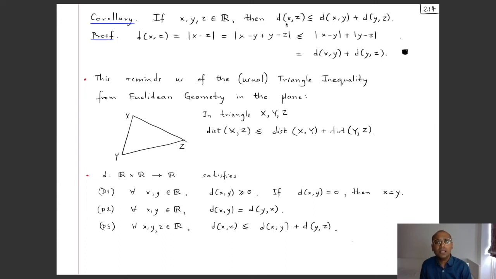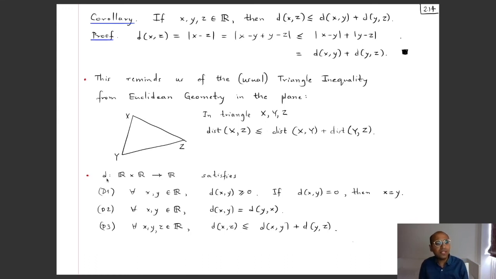And this inequality reminds us of the usual triangle inequality in the plane in Euclidean geometry. You may or may not have seen this, but it turns out that in Euclidean geometry of the plane, if you have any triangle XYZ, with the vertices X, Y, Z, then the distance between X and Z, so this side length, is less than or equal to the distance between X and Y, this side length, plus the distance between Y and Z, which is this side length. In other words, in any triangle, any side length is less than or equal to the sum of the other two sides. So this is a bit like that, and that's why people call this inequality the triangle inequality.